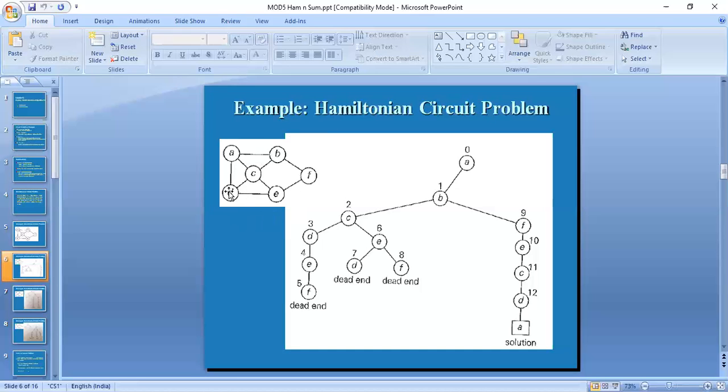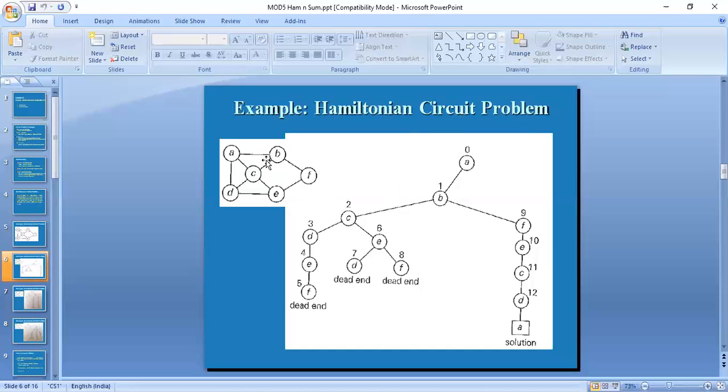So now, does any path exist from D to A? Yes, it exists. Since there exists a path from D to A, after visiting all the 5 vertices, we come back to A. Starting with A, ending with A, visiting all the vertices exactly once. So here we get a solution. Have you understood? Is it clear? Starting with A, traversing all the vertices exactly once, coming back to A gives you a solution to the Hamiltonian circuit problem.